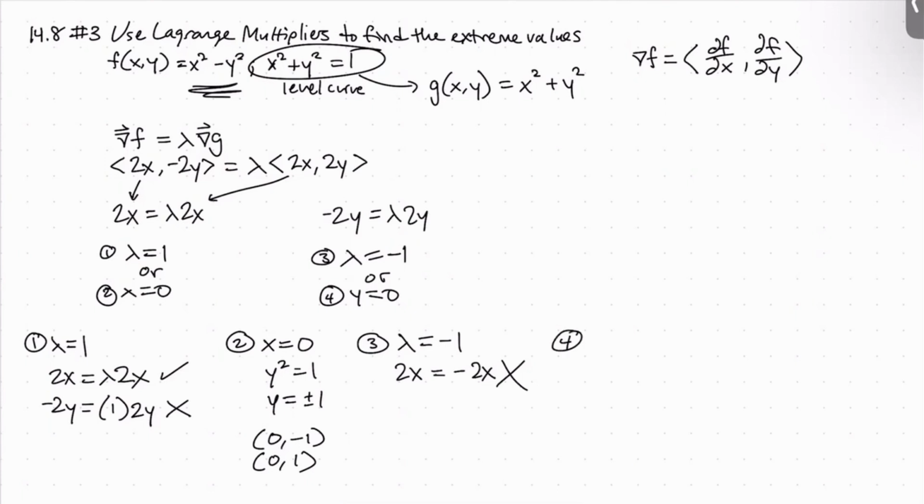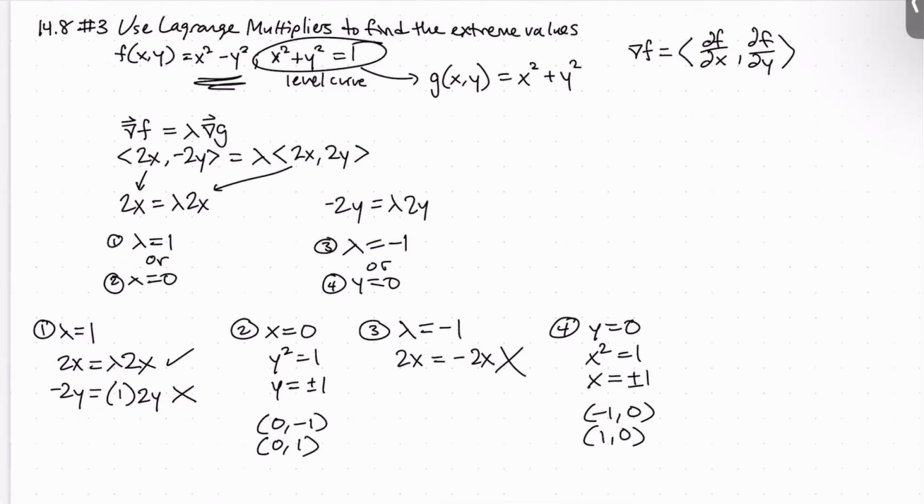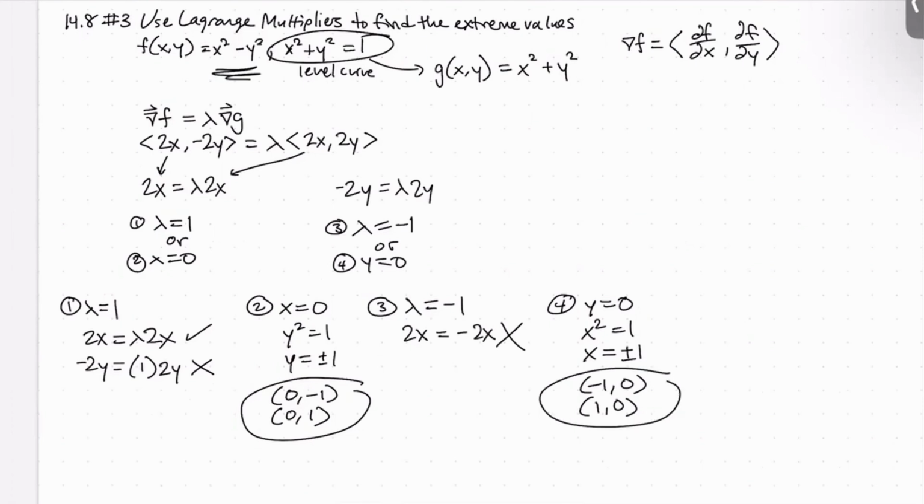For possibility 4, if y equals 0, then we look at our constraint g and we plug y equals 0 into that. So we get x squared equals 1, and if we square root both sides, we get x equals plus or minus 1. So the critical points would be (-1, 0) or (1, 0). Cool. So it looks like we have 4 critical points to check. That's all the critical points that we need to find, since the other possibilities didn't yield any critical points.